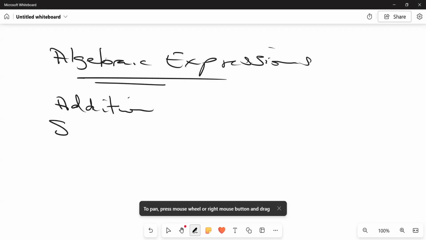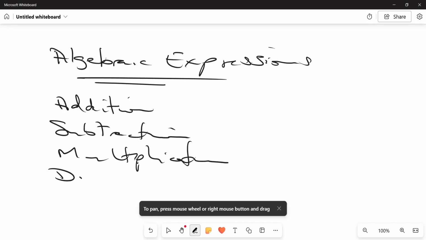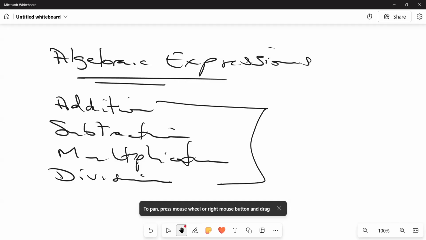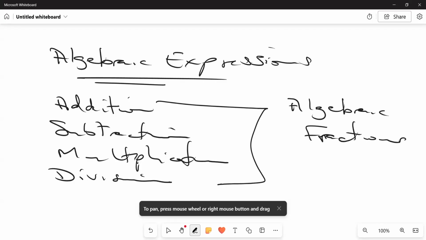algebraic expressions, subtraction, multiplication, and division, right? So you will have to do these 4 operations with algebraic expressions. Then a little later, you will meet what we call algebraic fractions. Algebraic fractions, right? And you have to be able to, again, manipulate those, right? You learn how to add them, how to subtract them, how to multiply them, how to divide them.